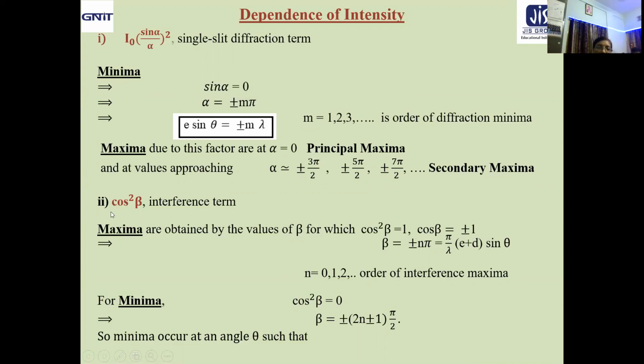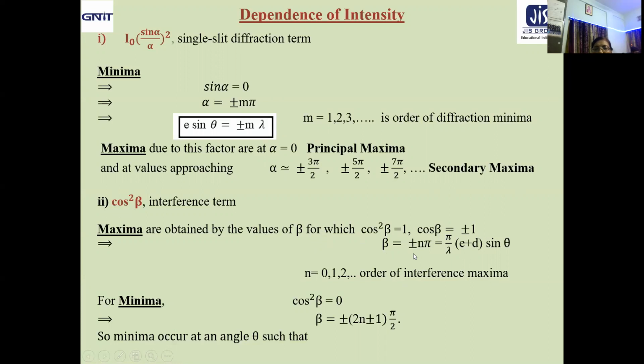Now the second term contribution. What about the second term? That is cos square beta, the so-called interference term. Now, how to get maxima out of this term? Obviously, maxima will be obtained by the values of beta for which cos square beta equal to 1. That means cos beta will be equal to plus minus 1. So which values of beta will satisfy that? Plus minus n pi, where n can be 0, 1, 2, 3, the order of interference maxima.